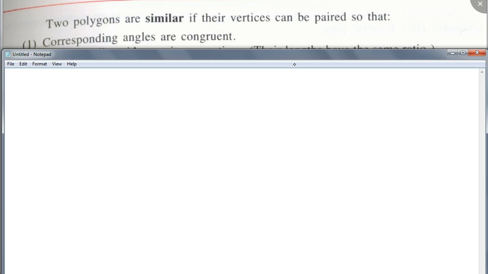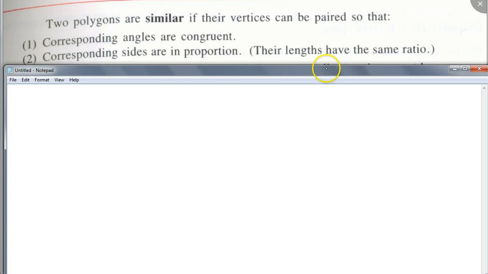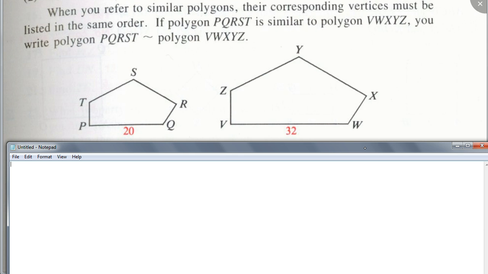They have the same ratio. Exactly right. So secondly, the corresponding sides are in proportion. In other words, their lengths have the same ratio, as you said. So these two things must be true in order for two polygons to be similar. Okay, so there's a definition. So go ahead and write it down, and I'll wait. And this is what we expect it to be. Isn't that right? Okay. Can somebody read this for us here?